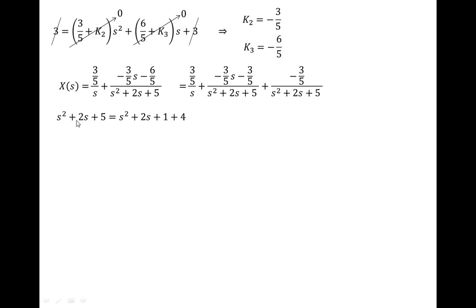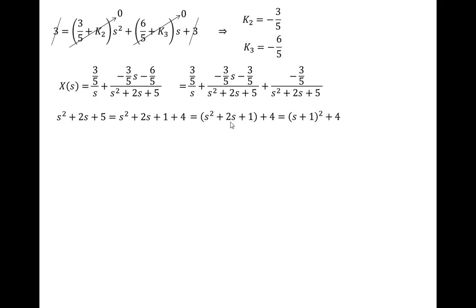If you look here, I have minus 3/5 s and minus 6/5. I further expand minus 6/5 as minus 3 over 5 and minus 3 over 5, and I separate the fractions. If you look at the denominator, we need to rearrange it so as to find the shape of a cosine or sine Laplace transform. To do so, I have s squared plus 2s plus 5. I split up 5 as 1 plus 4 and rearrange it as s squared plus 2s plus 1 plus 4.